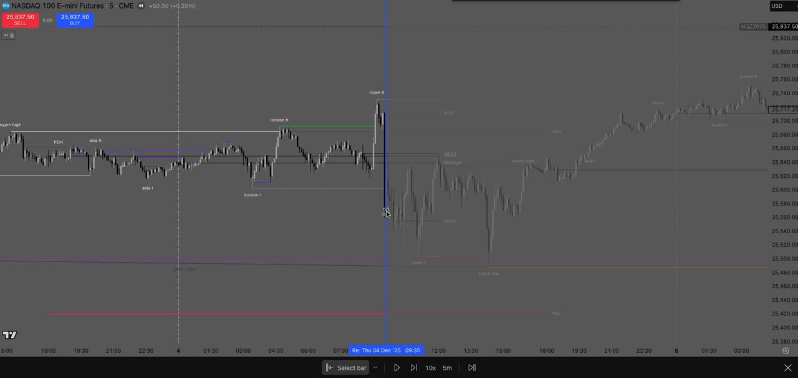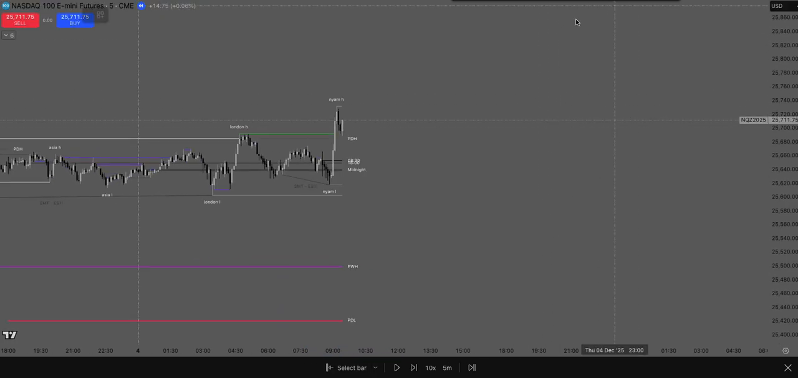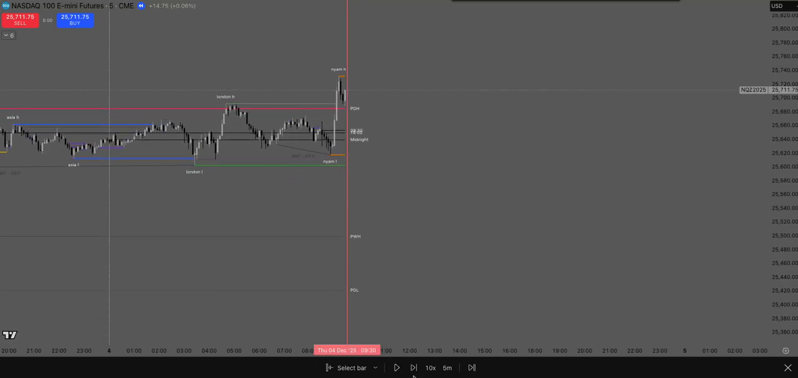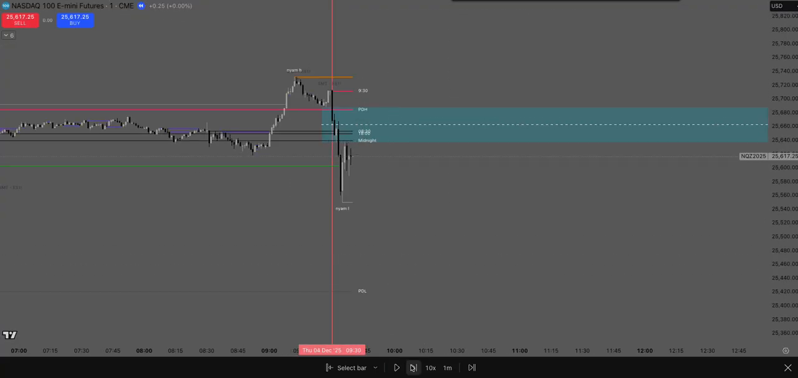This looks like a setup right here. So what do we do? 9:30, right? 9:30 is right here. I want a gap after this time. Okay, market opens and dumps. Okay, we have opened up a 5-minute right here. Now what? I scale down. Now wait for a retracement.